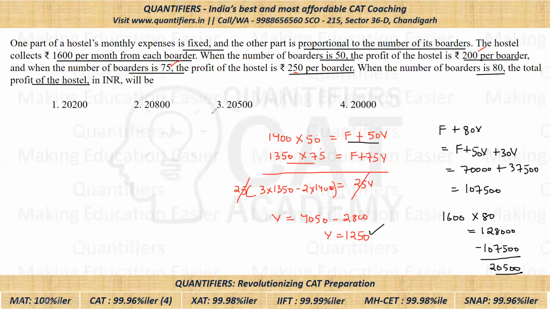So 20,500, option 3 is the correct answer. I hope this is clear to everyone.